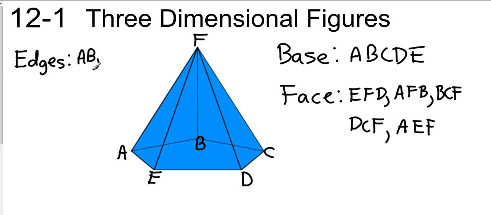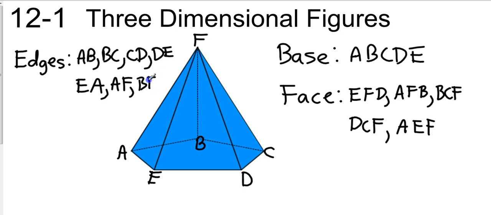I have AB, BC, CD, DE, and EA. Okay, those are my 5 edges that are on my base. And now I also have each one going to F. So that's going to be AF, BF, CF, DF, and EF. Okay, so lots of edges. Again, edges are just line segments on the shape.